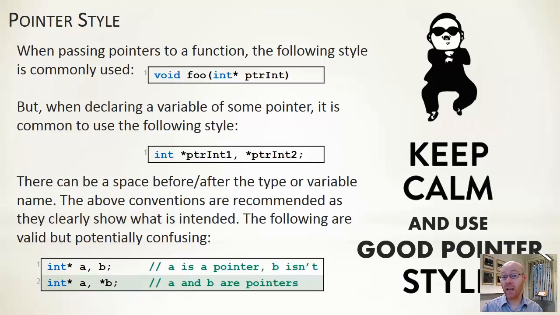If we're declaring pointers, however, then we use a different style, and you can see that below, where we have our type, in this case an integer, then a space, then we have our pointer and the name of the variable, and both of those are attached together. We can see there we're declaring two integer pointers, pointInt1 and pointInt2.